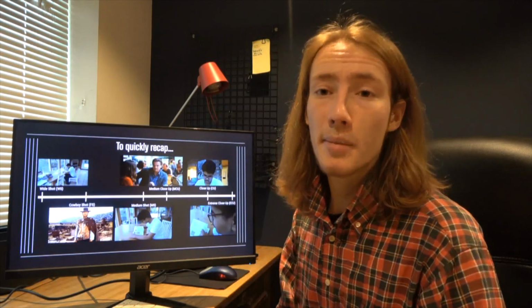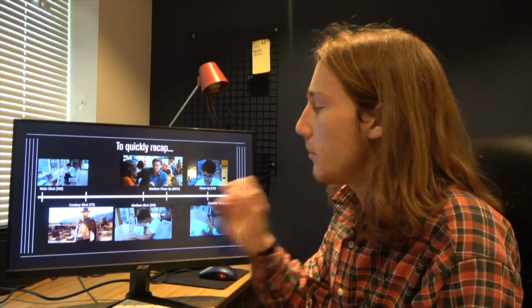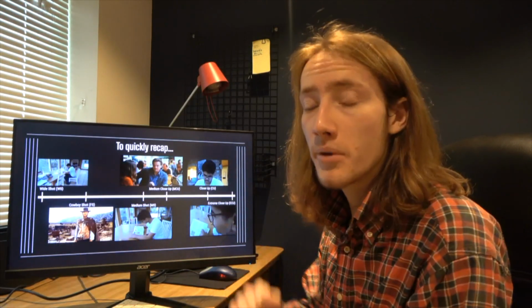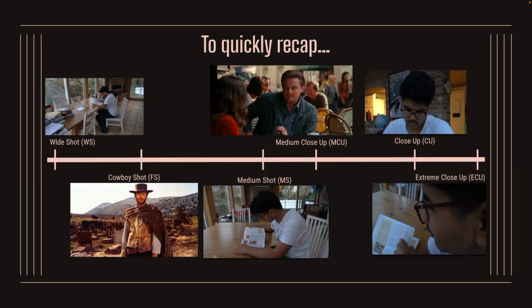Now, to quickly recap, I've made this little visual representation of a spectrum to show that shot types can be put on a spectrum, with the wider shots to the left and the closer shots to the right. So here, the wide shot, the medium shot, the close-up and the extreme close-up, but there are also two shots here that I did not discuss, and they are the cowboy shot and the medium close-up.